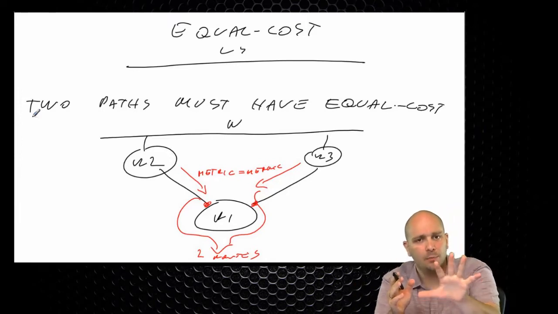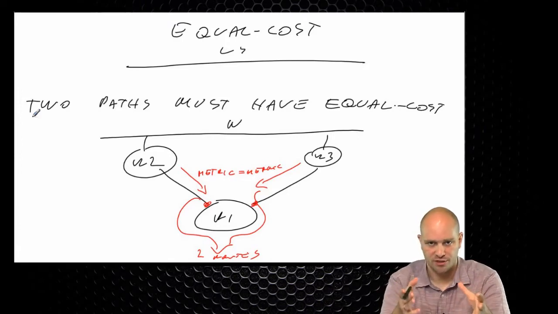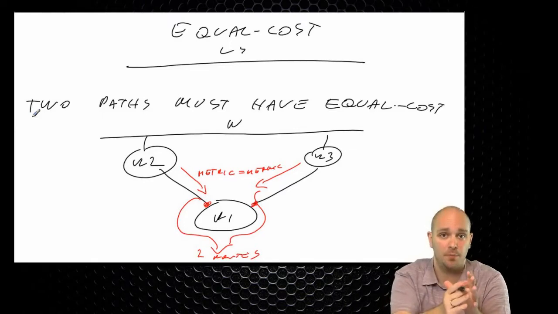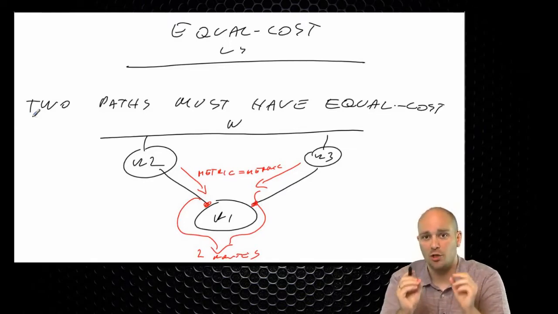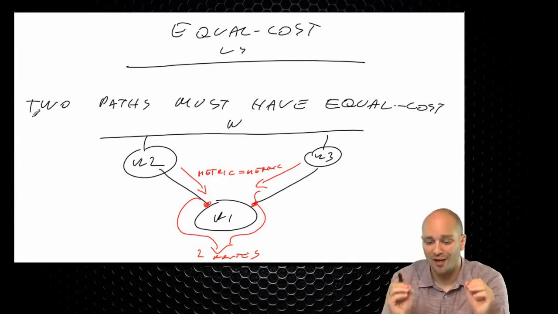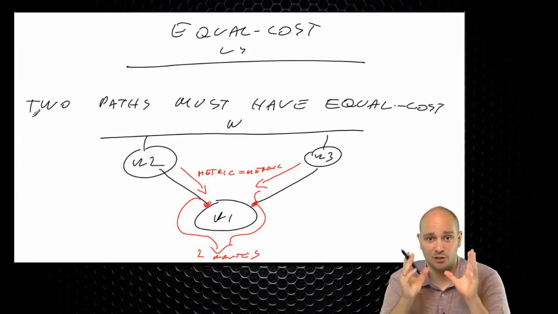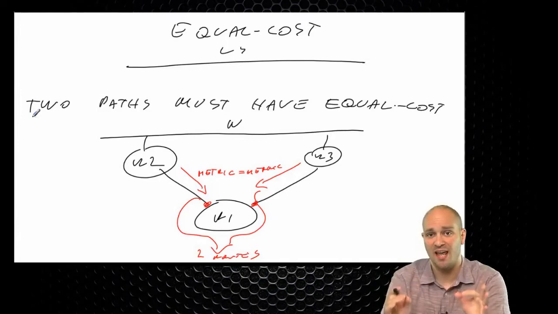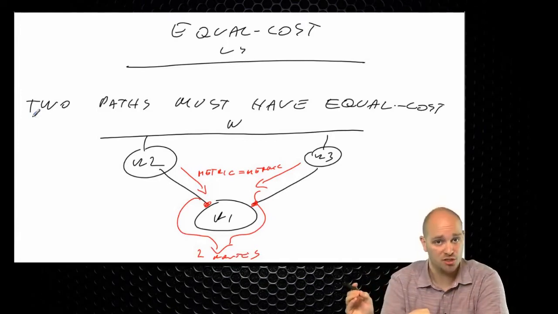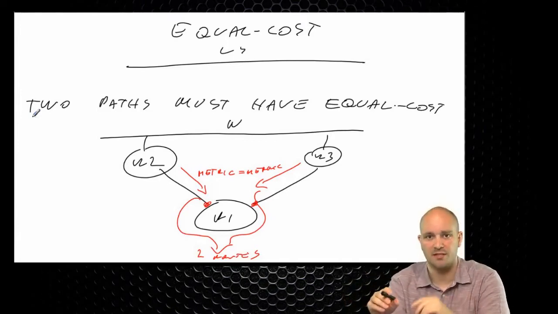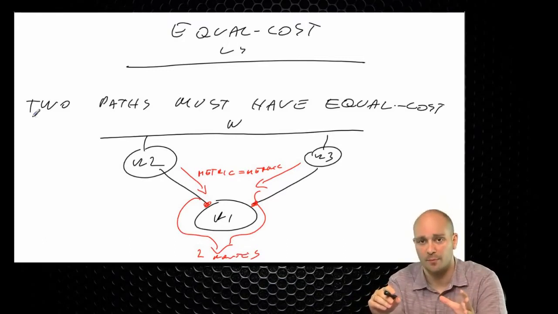Now, there are multiple ways how you can make this cost the same, right? So I'm not saying that there is only one way to actually implement this, but there is only one way you can meet the conditions that are required to have equal cost load sharing. That is that 2 paths for the same destination have the exact same calculated cost. Now, this is true for OSPF, this is true for EIGRP, this is true for RIP.